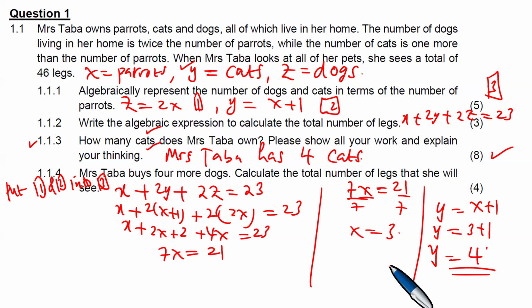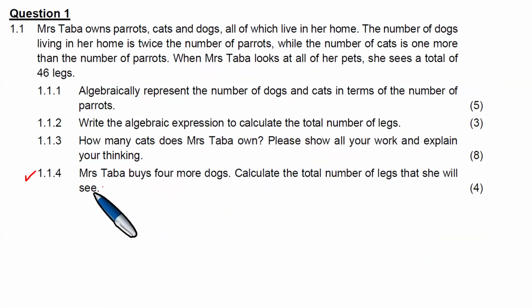That's correct reasoning, because it's going to take us to 1.1.4 where we have to calculate the number of legs after she has bought 4 more dogs. Okay, this is a funny question. We're not dealing with too many animals here. Now, let's deal with this one. So Mrs. Starmer now buys 4 more dogs. Calculate the total number of legs that she will see. How many legs will she see exactly right now?